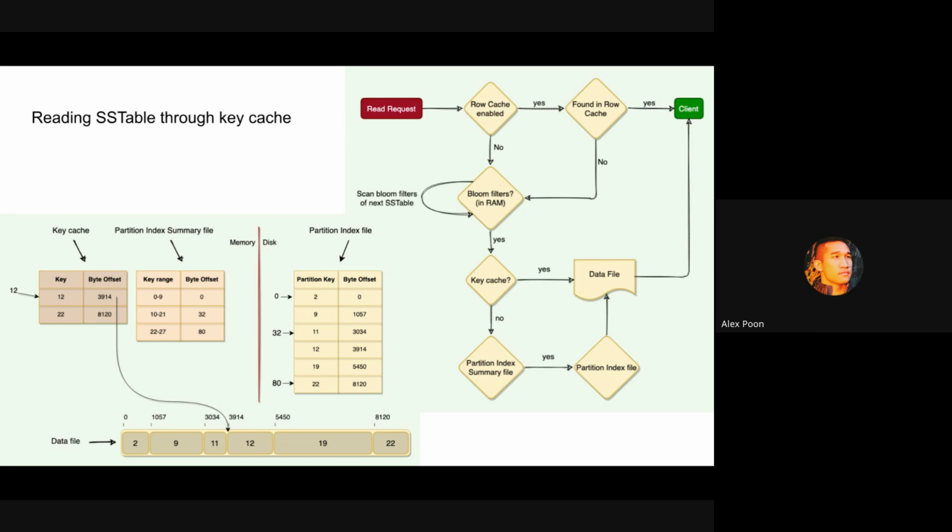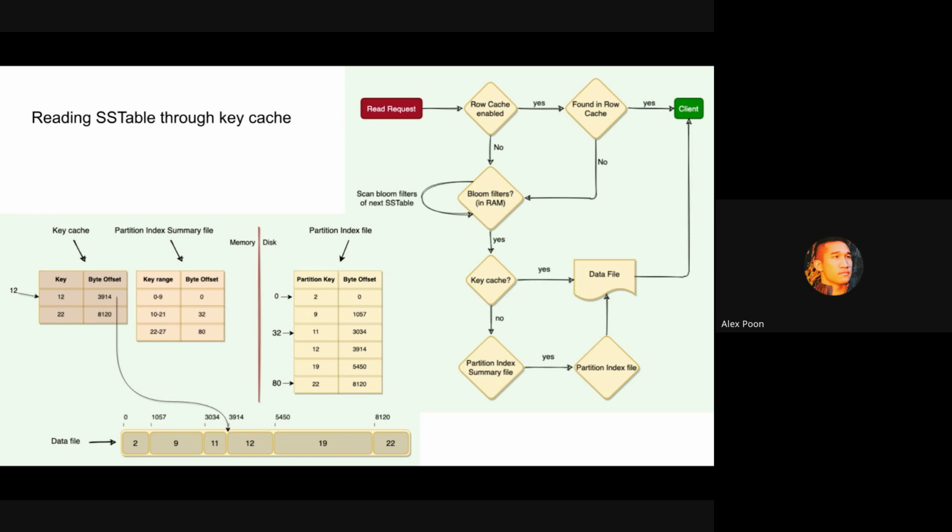Here's a summary of Cassandra's read operation. First, Cassandra checks to see if the row is present in the row cache. If it's present, the data is returned and the request ends. Second, if the row is not present in the row cache, Bloom filters are checked. If a Bloom filter indicates that the data is present in an SSTable, Cassandra looks for the required data in that SSTable. Third, the key cache is checked for the partition key presence.